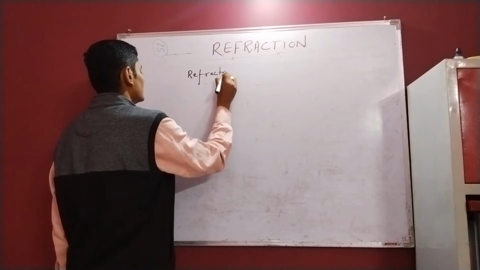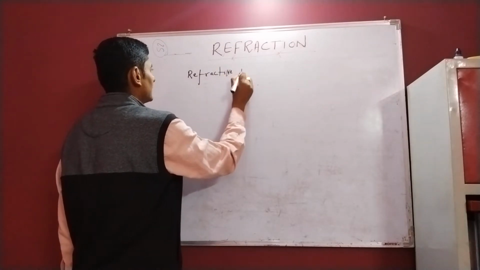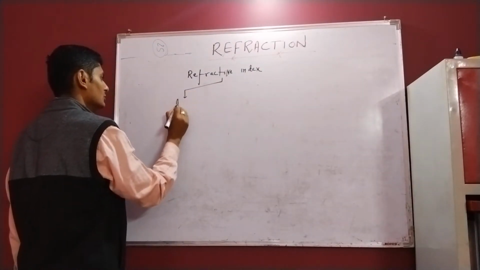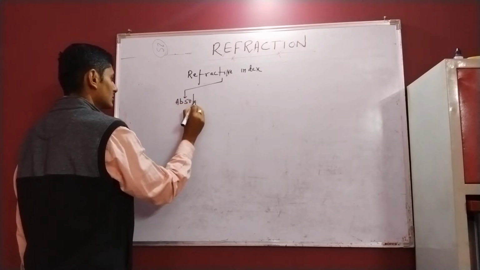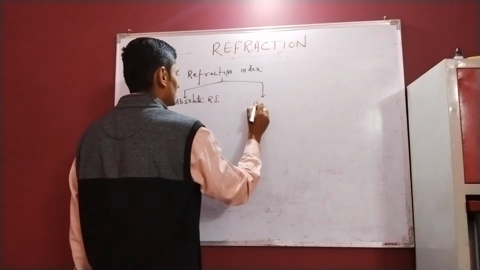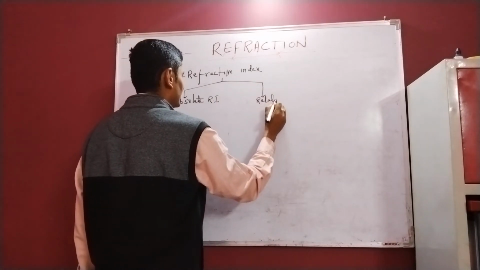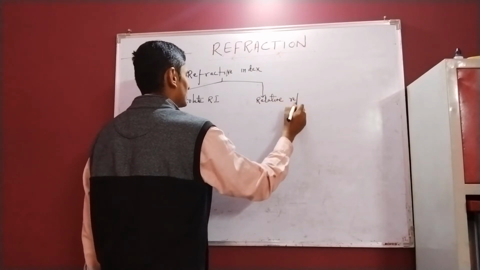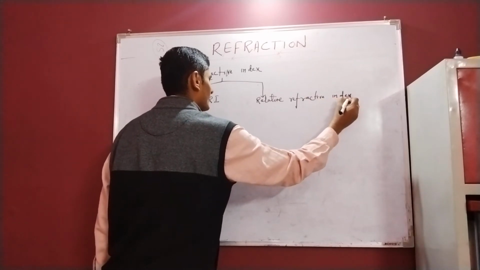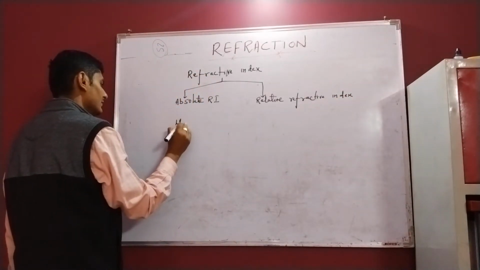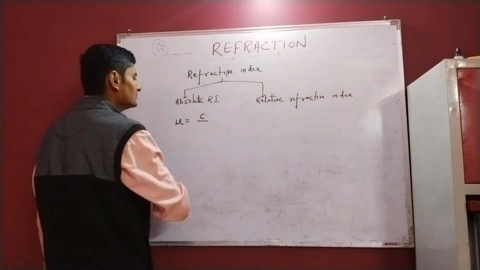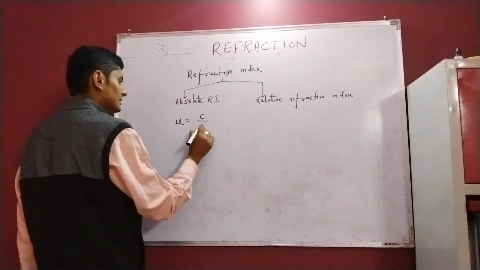is defined as... Refractive index is of two types. One is absolute refractive index, and the other one is relative refractive index. Absolute refractive index is defined as speed of light in vacuum divided by speed of light in a given medium.